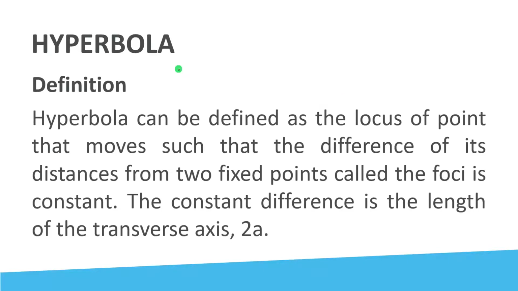Now for the last type of conic section, we have a hyperbola. It is defined as the locus of points that moves such that the difference of its distances from two fixed points called the foci is constant. The constant difference is the length of the transverse axis, 2a.